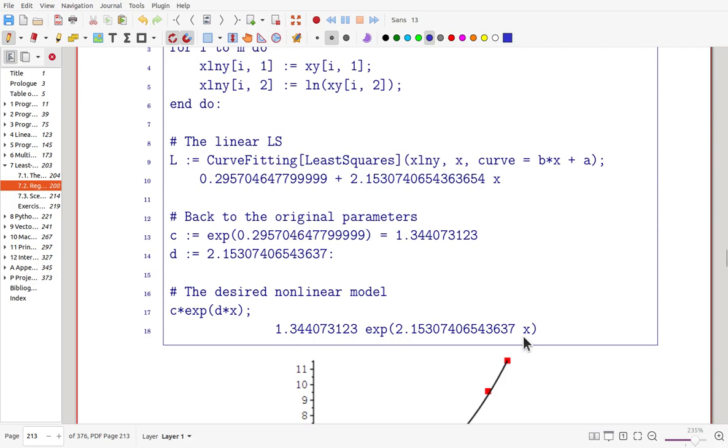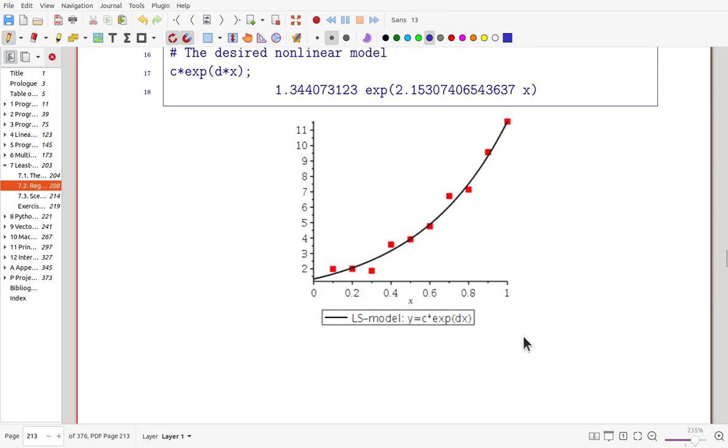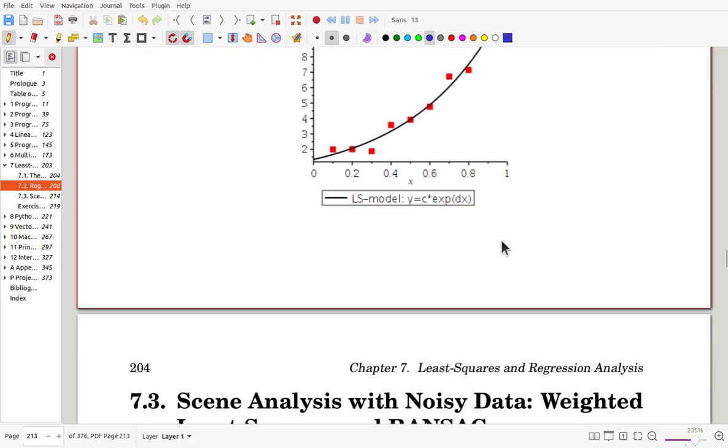Okay, that is one. Now we make a plot for the curve we found. These are the data points, and this is the model we found by using the linearized least squares method. It's fitting well, right? Okay, that's the end of the section. Thank you.